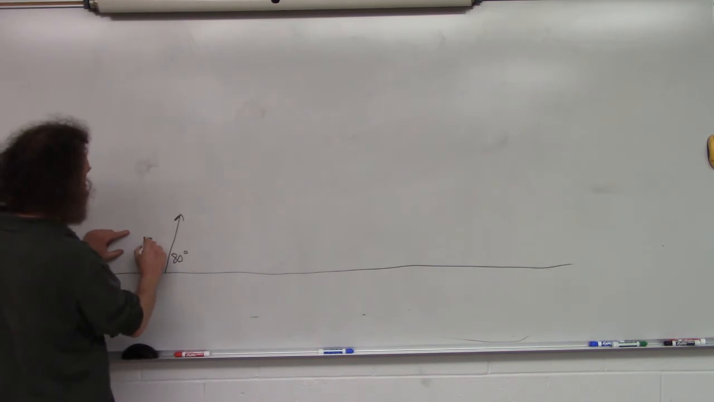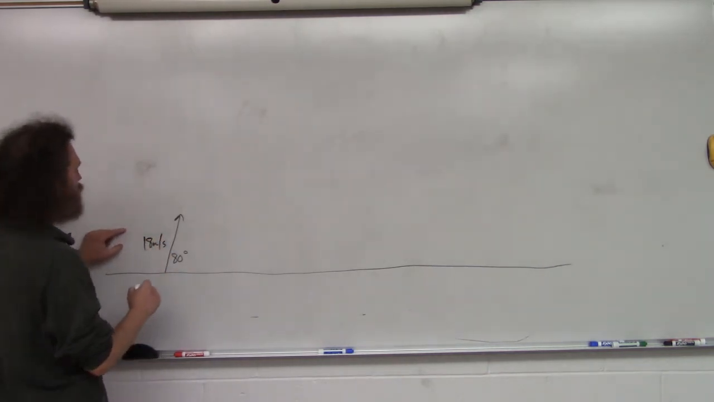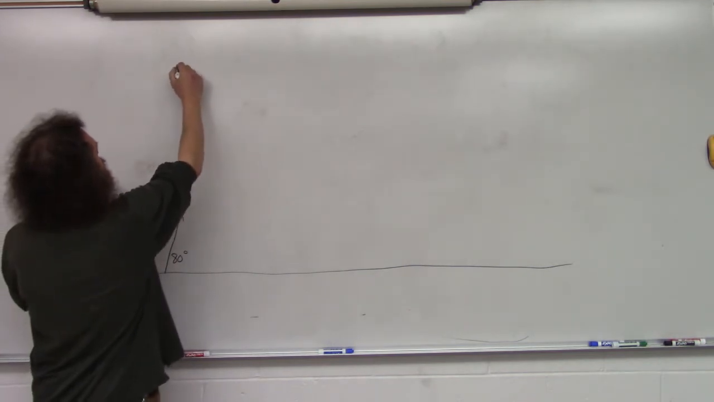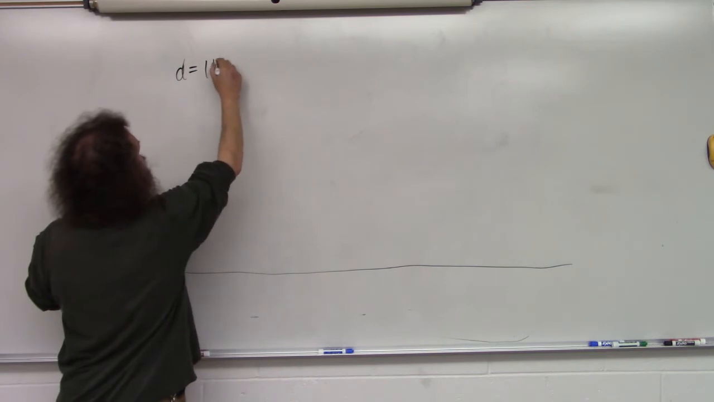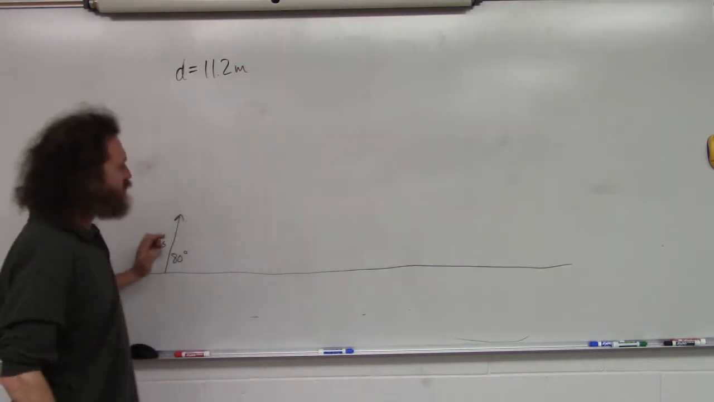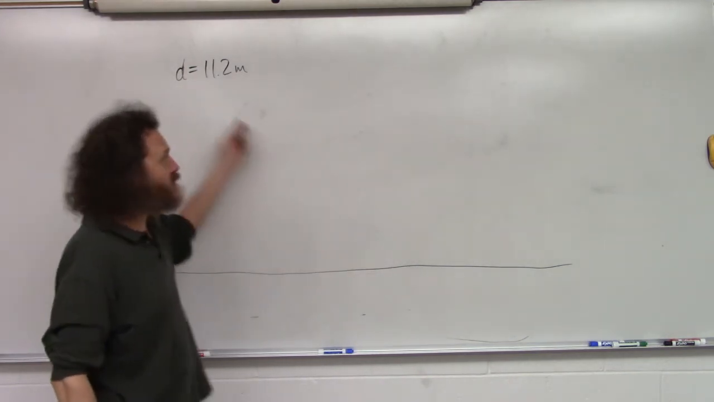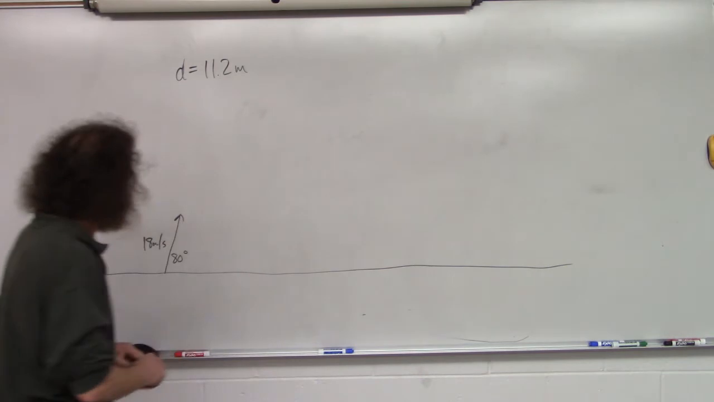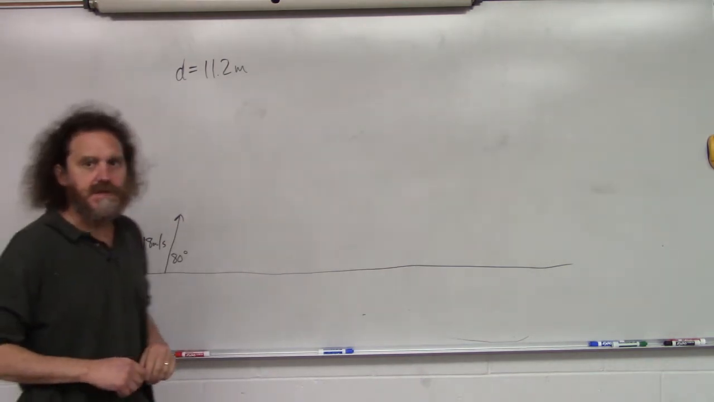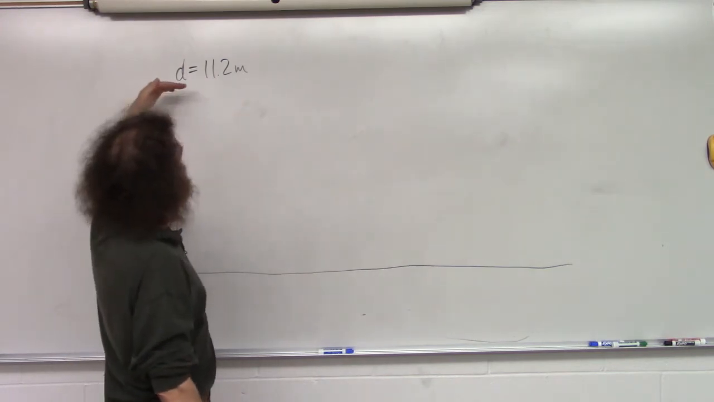The cannonball left the cannon at 18 meters per second, and the distance that it went was 11.2 meters. So I'm going to do some calculations to see if I can calculate where it's going to land, and see if it turns out to be 11.2 meters. Now, in the problem with the care package, the plane was traveling horizontally.